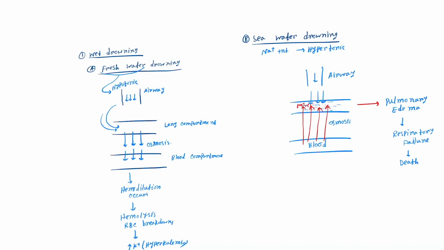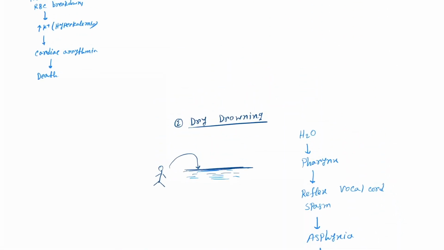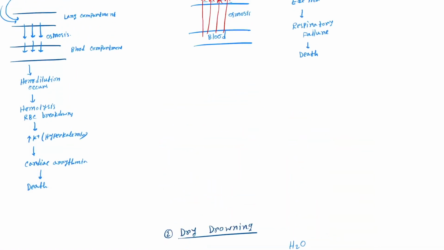Okay, so this was the mechanism of the three things: wet drowning in freshwater, seawater, and the dry drowning. Okay, reflex vocal cord spasm.